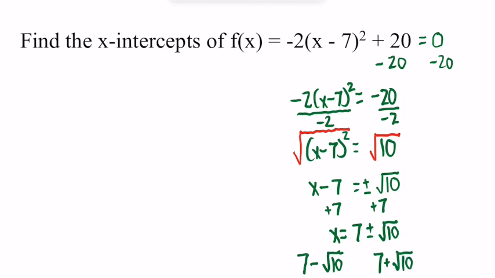Notice when you're writing out the individual answers, the only thing that changes is the term with the plus or minus in front of it. It's going to be a plus once, a minus the other time.